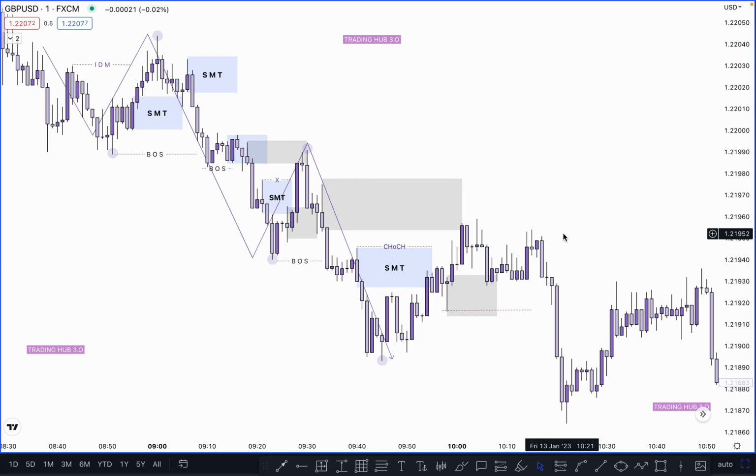Identify liquidity and trade it. Simple. The main thing is the identification of liquidity. Find the liquidity, then you will get a high probability setup for the buy and sell.